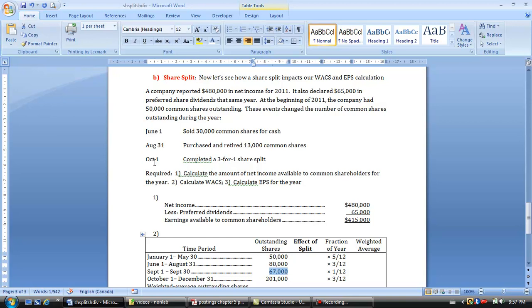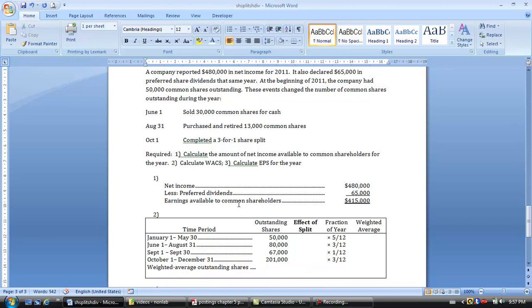Now, what happened October 1st? Well, on October 1st, I completed a 3-for-1 share split. So that means for October, November, and December, for 3 months, I had 67,000 times 3 for the split. It means I had 201,000 shares outstanding. But don't forget the rule. The rule says you go back and restate all the previous periods as if the share split had been outstanding from the beginning. Because all of these shares are also going to get the benefit of the split.